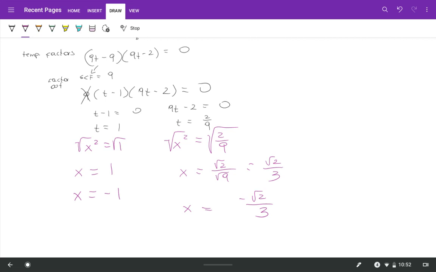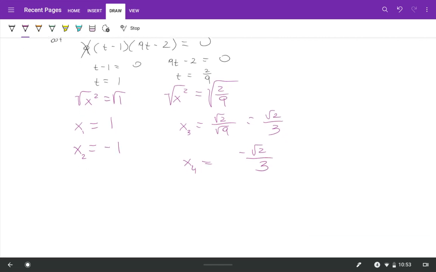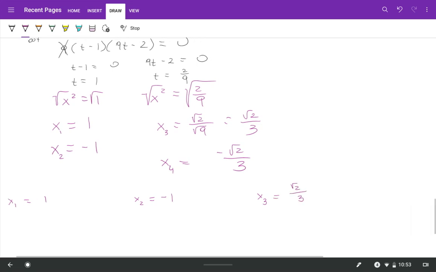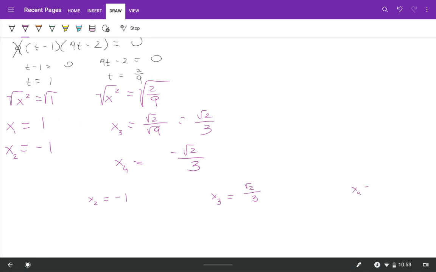Look what happened. We end up with 4 x values, which means, you can give an index, 1, 2, 3, 4. That means this system will have 4 points of intersection. Okay, so let me just list it that way. The first one, x1 equals 1. Then I have x2, the second x, equal to -1. x3, the third one, is radical of 2 over 3. And the fourth one is negative radical of 2 over 3.